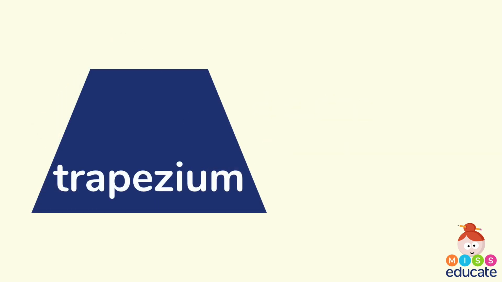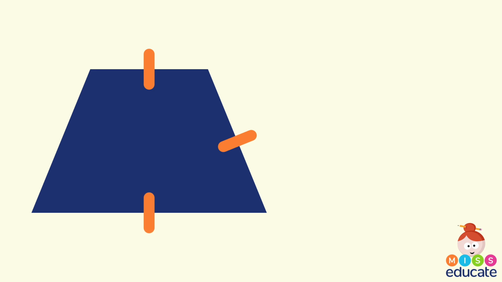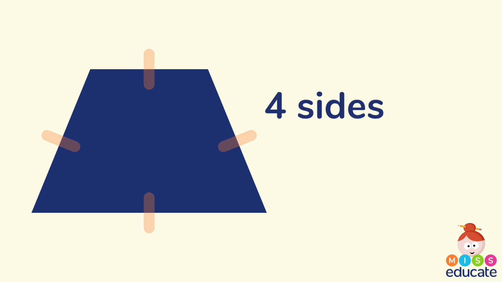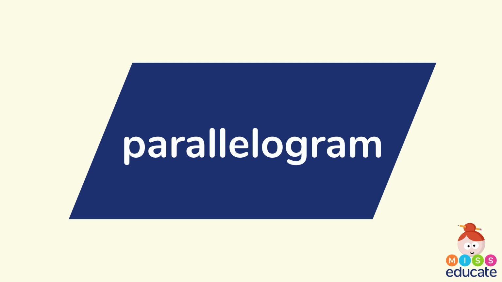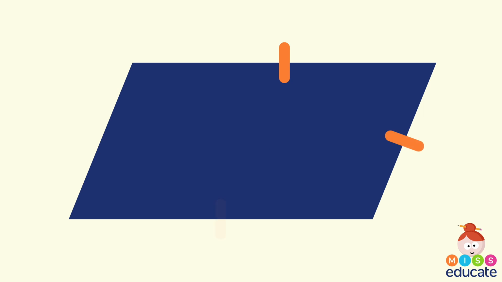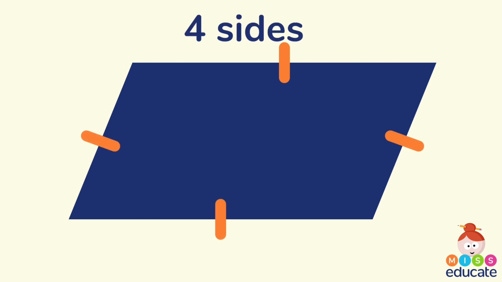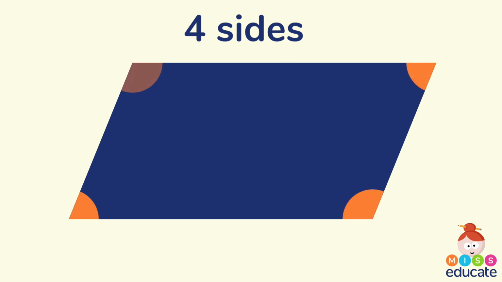Good. Our trapezium also has 1, 2, 3, 4 sides and also has 1, 2, 3, 4 vertices. Excellent. Our parallelogram has how many sides? You count. 1, 2, 3, 4. Correct. And how many vertices? You count first. 1, 2, 3, 4.